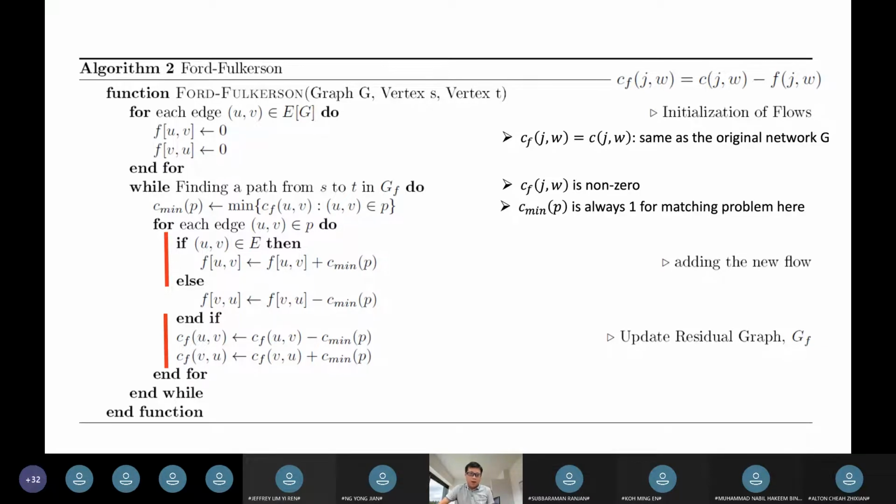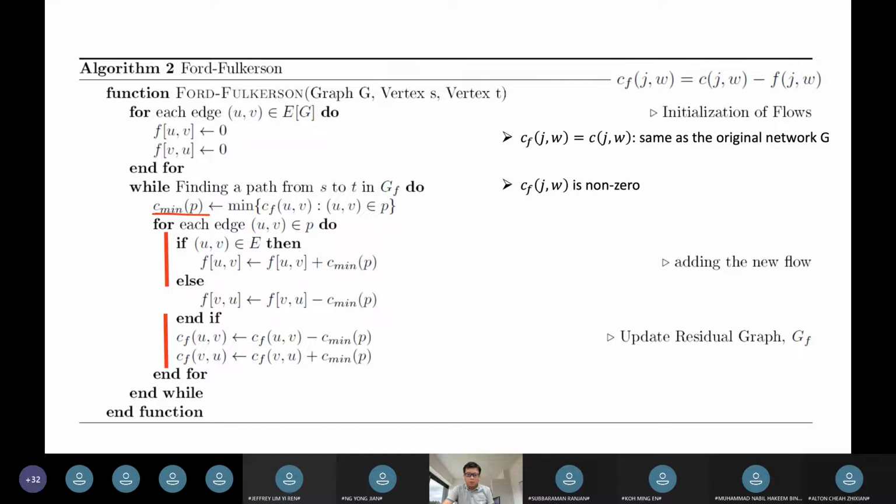We found a path, and we choose the minimum flow in this path. But because for our method, because of the matching problem, the flow equals 1. So we just find, in the path, what is the minimum capacity. Because on the path the capacity on every edge equals 1, the minimum value is also 1.